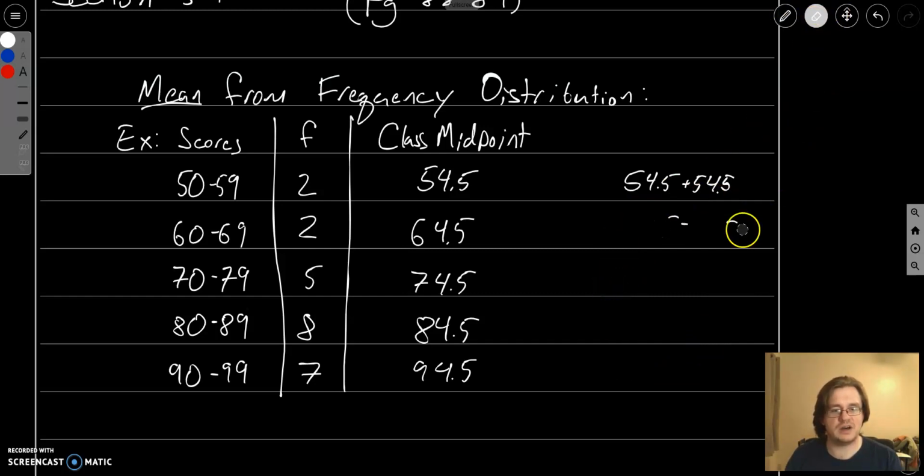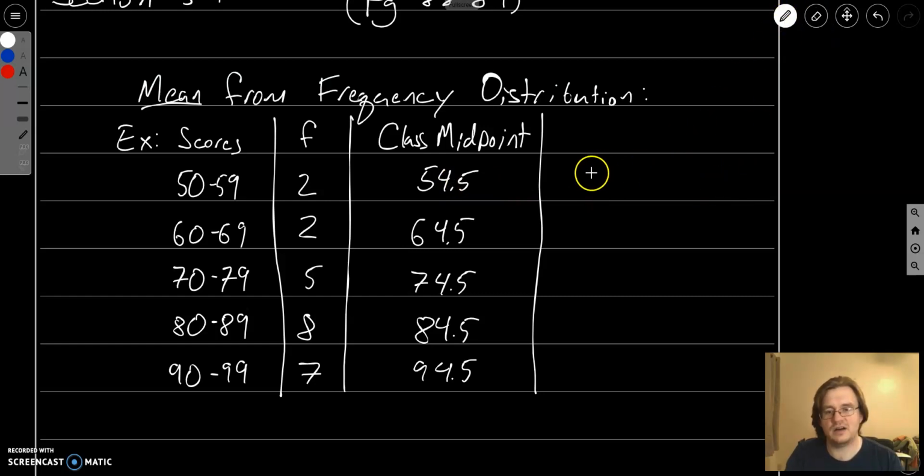So what I'll do is I'll focus on this first line here. Instead of adding 54.5 twice, I will simplify this and simply write this down. 54.5 twice is the same thing as 2 times 54.5, which is 109. So again, where am I getting this from? This is F times the class midpoint. I would normally add 54.5 twice in my calculation because there are 2 of them when we're calculating the mean. Instead, I will just multiply by 2.